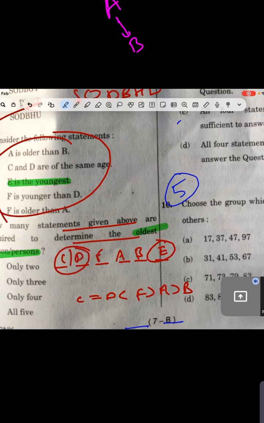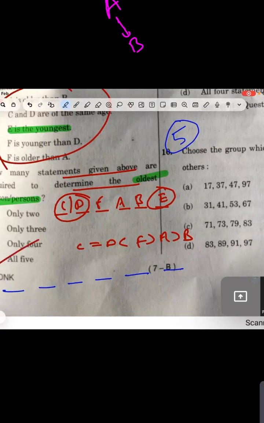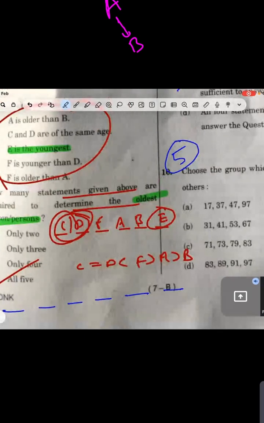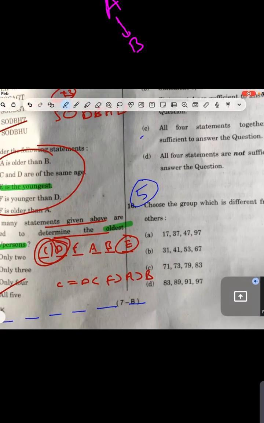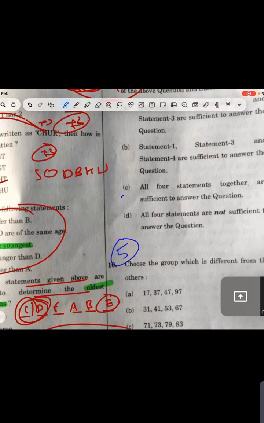So actually all statements are required to answer the question, because C and D are the same age, so they are the oldest. This is how you have to find out the answer. First you have to separately find out the answer like that. Easy question, but be careful.